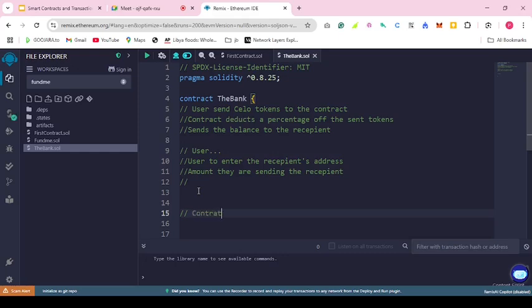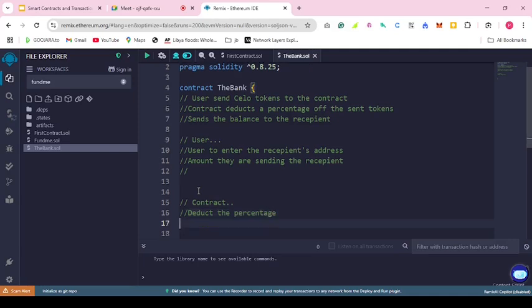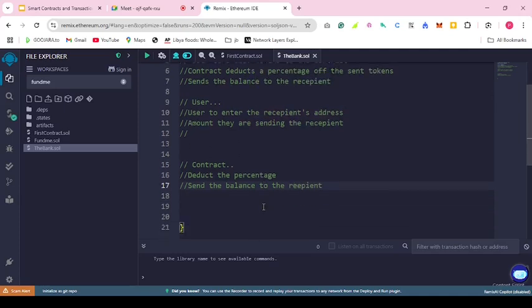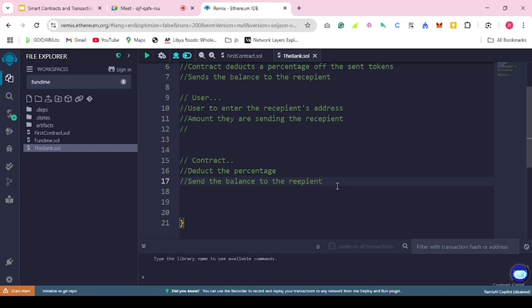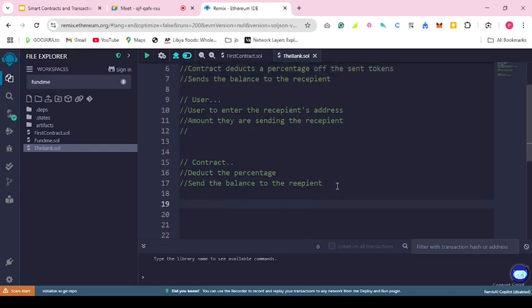These are the contract's instructions. They're just simple. It should deduct the percentage, then send the balance to the recipient, right? Okay, so I think these are the requirements for our contract. So there are a few things that we need to define now.